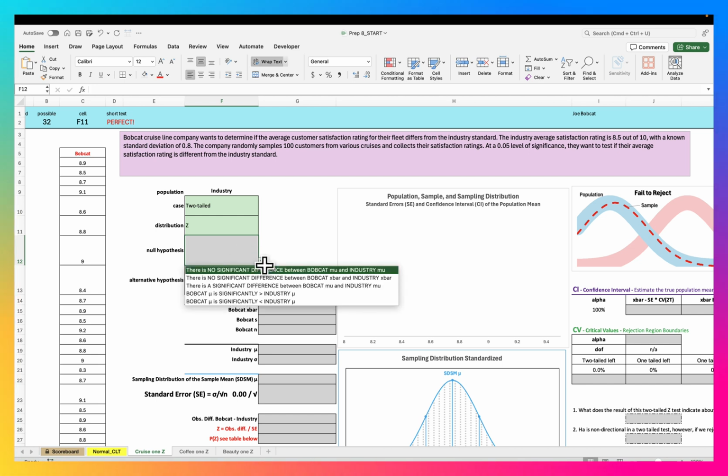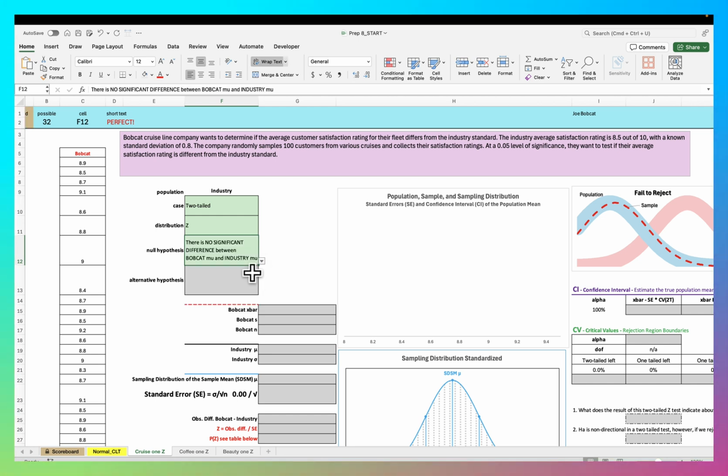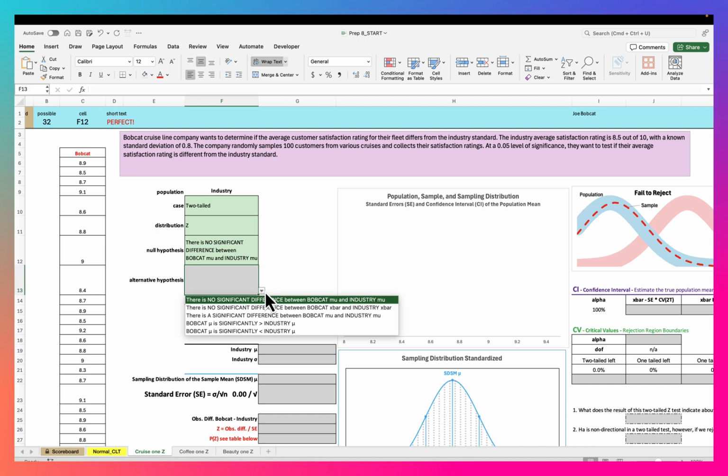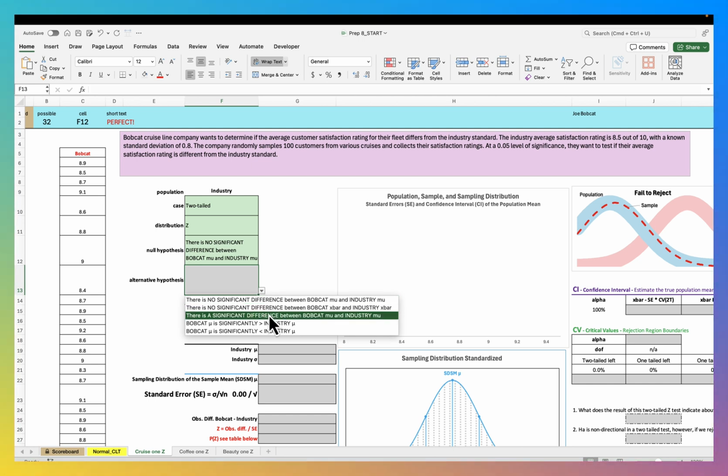The null hypothesis is no significant difference, and the alternative hypothesis is that there is a significant difference. Now, really importantly, I'm going to pick the option that says a significant difference amongst the mus, in other words, the populations, as opposed to a significant difference among the samples, all right? That's because we're doing inferential statistics, so our conclusion is about the population, not about the sample.